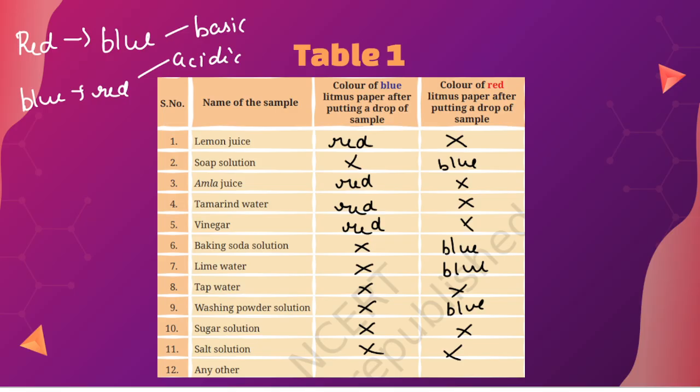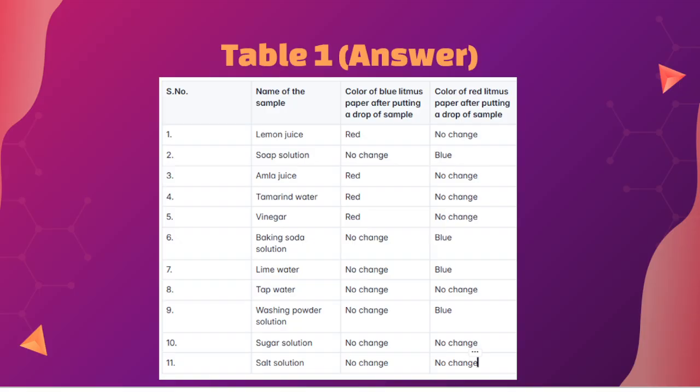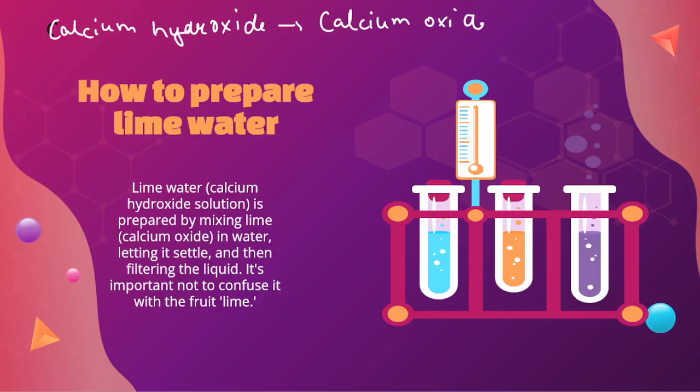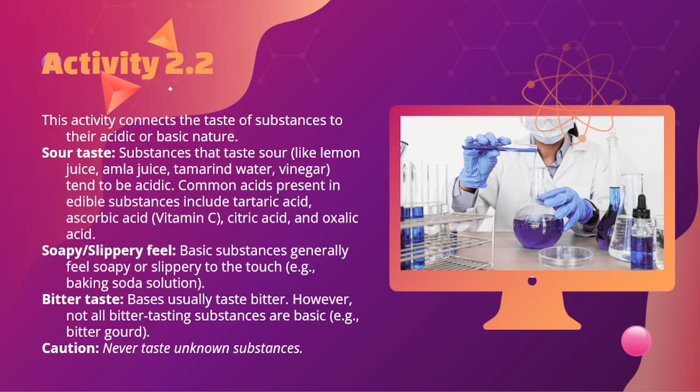We have done lime water before, it is a basic solution. Lime water is a basic solution, yes it is. So how do we prepare lime water? The chemical name of lime water is calcium hydroxide. How do we prepare calcium hydroxide? We prepare it by adding calcium oxide into water; after leaving the whole matter to settle for a few minutes, it automatically becomes calcium hydroxide. Okay, let's move ahead.